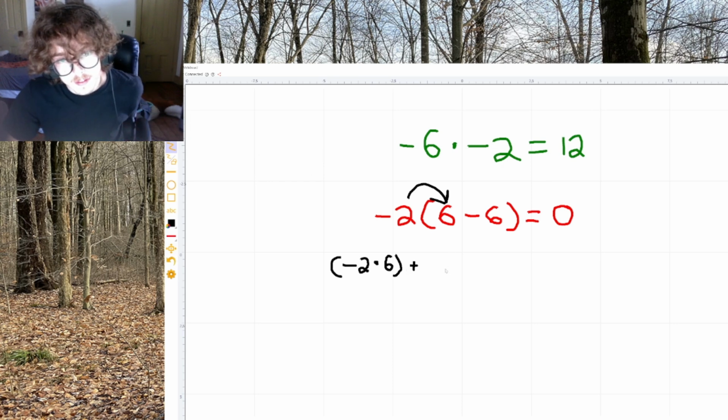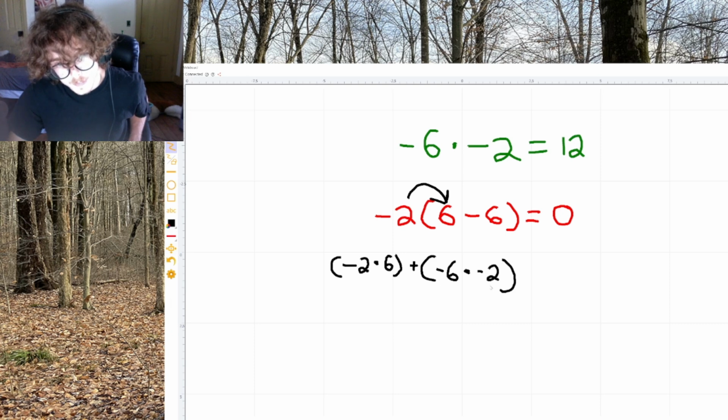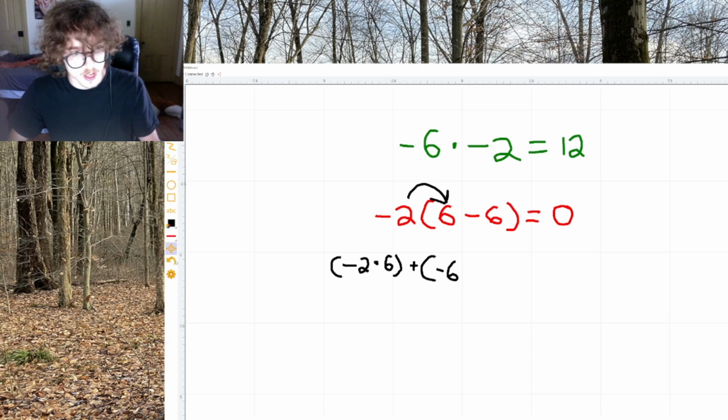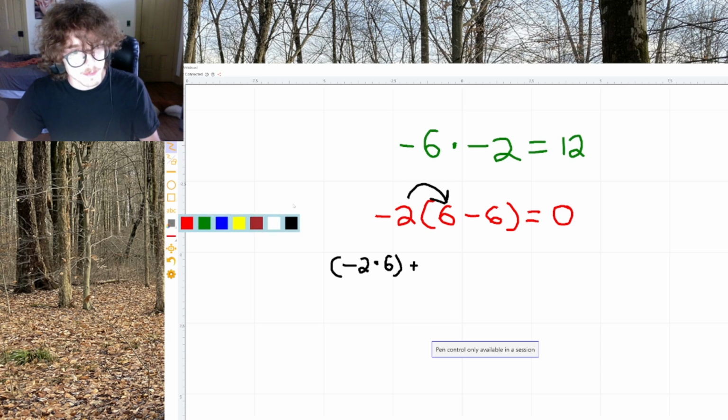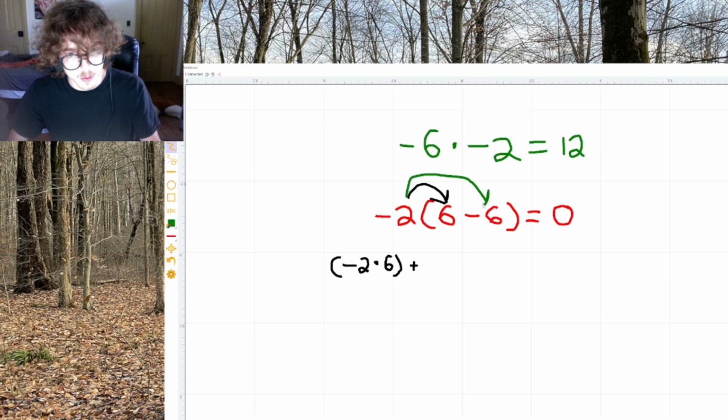We're going to add negative 6 multiplied by negative 2. Okay, so, sorry, let me just change the color here. So we're going to say in green is this distributive property. So we're going to add that negative 6, and we're going to multiply it by negative 2.